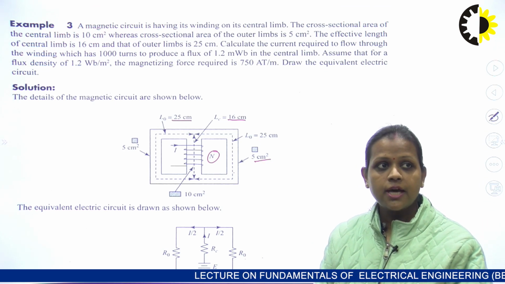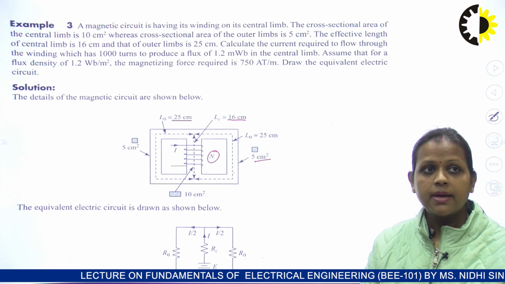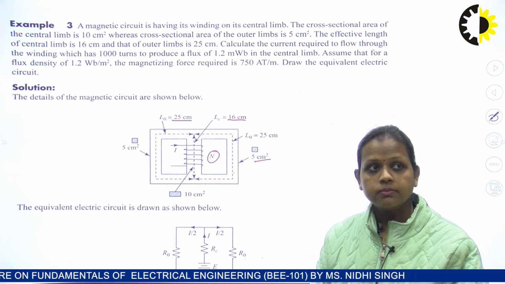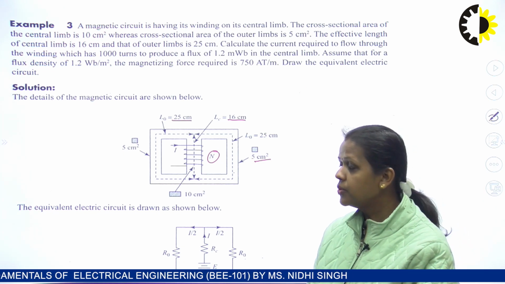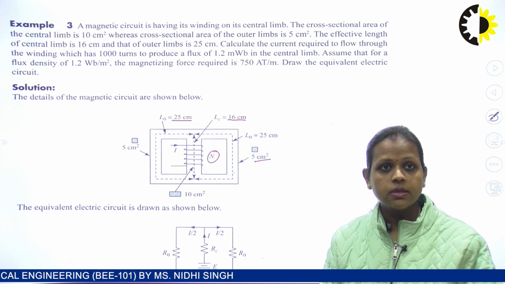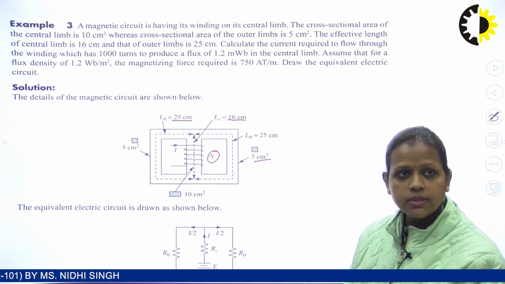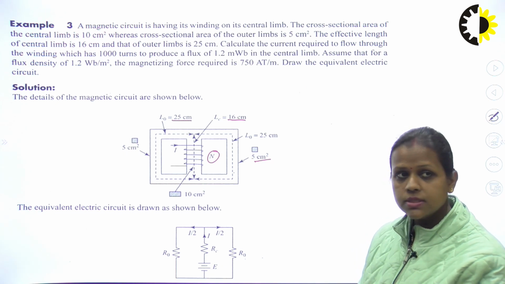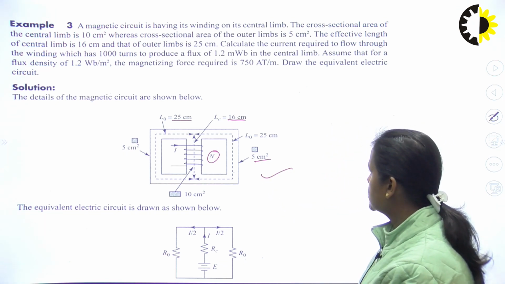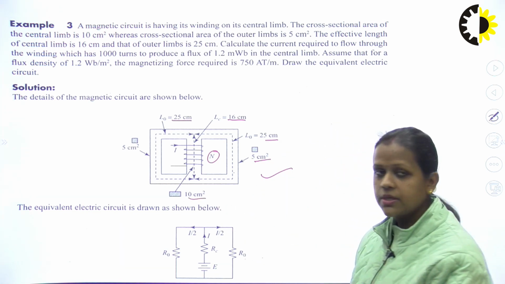Now assume that for flux density of 1.2 milliweber, the magnetizing force requires 750 ampere turn per meter. And you have to draw the equivalent electrical circuit for this question. So first we will draw the equivalent electrical circuit. The magnetic circuit is this, where all the cross sectional areas and the lengths are mentioned here, right?